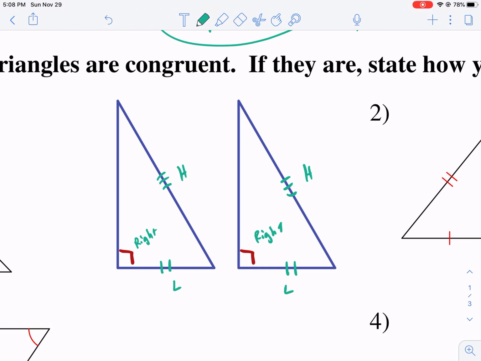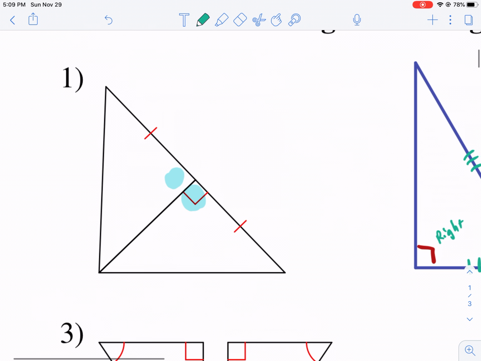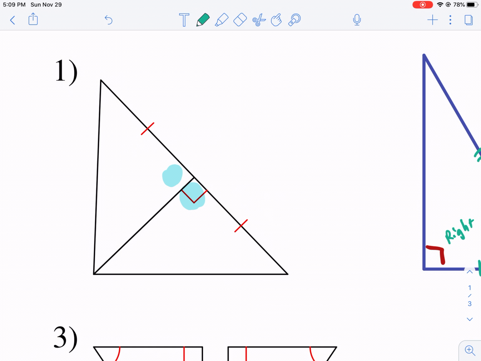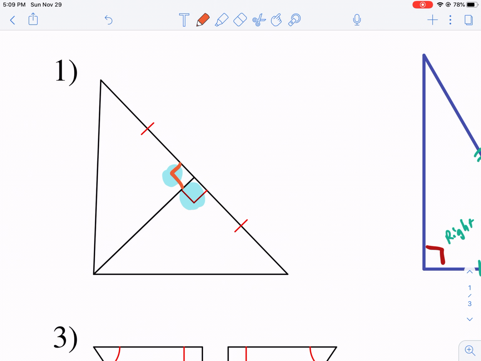So this is what we call the HL theorem. These would be congruent because the hypotenuse and the leg are congruent in a right triangle. So if we see a right angle in either triangle, in this case it's both because they're supplementary, we know we might be dealing with hypotenuse leg. It might be, it might not be. So we just need to keep that in the back of our mind.